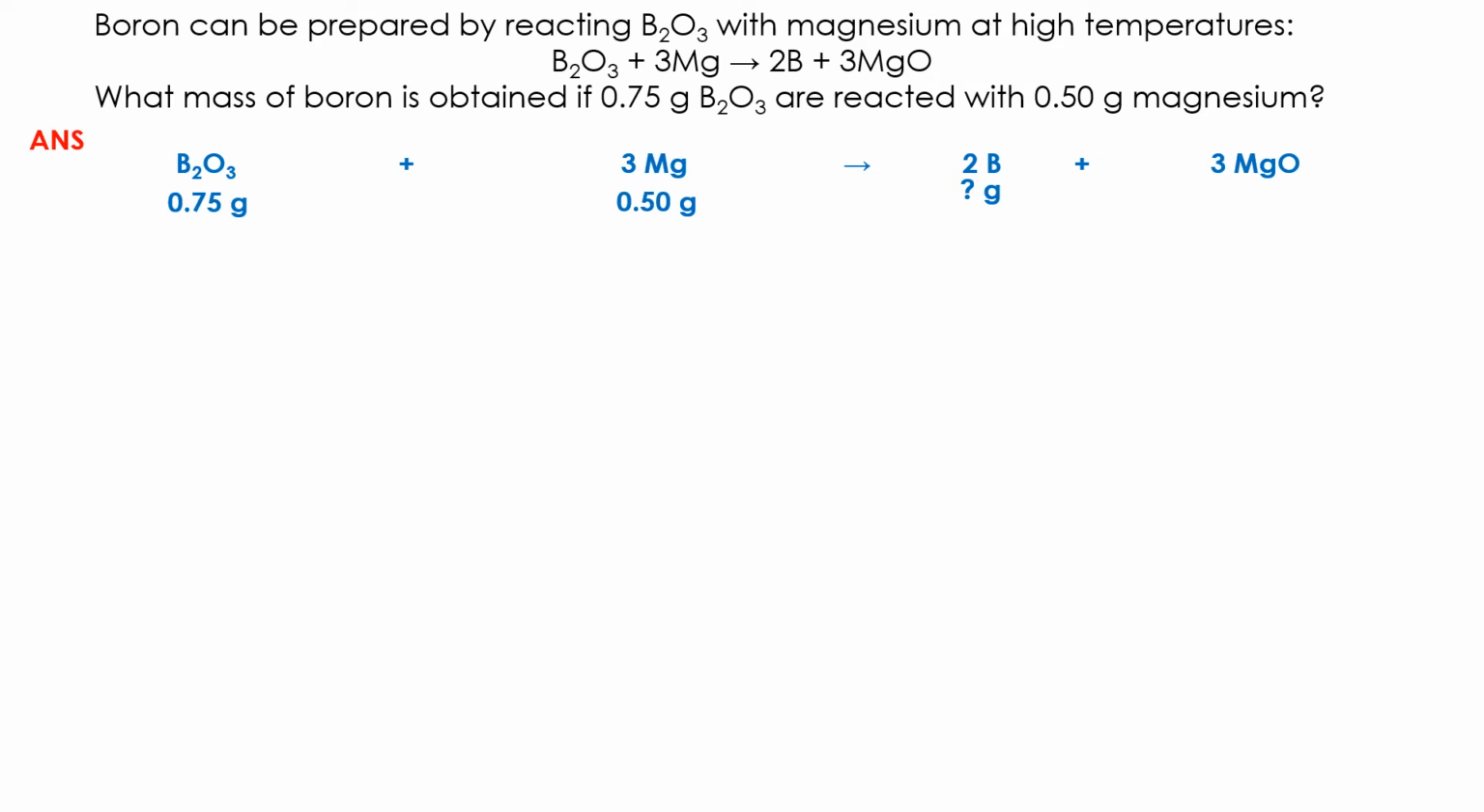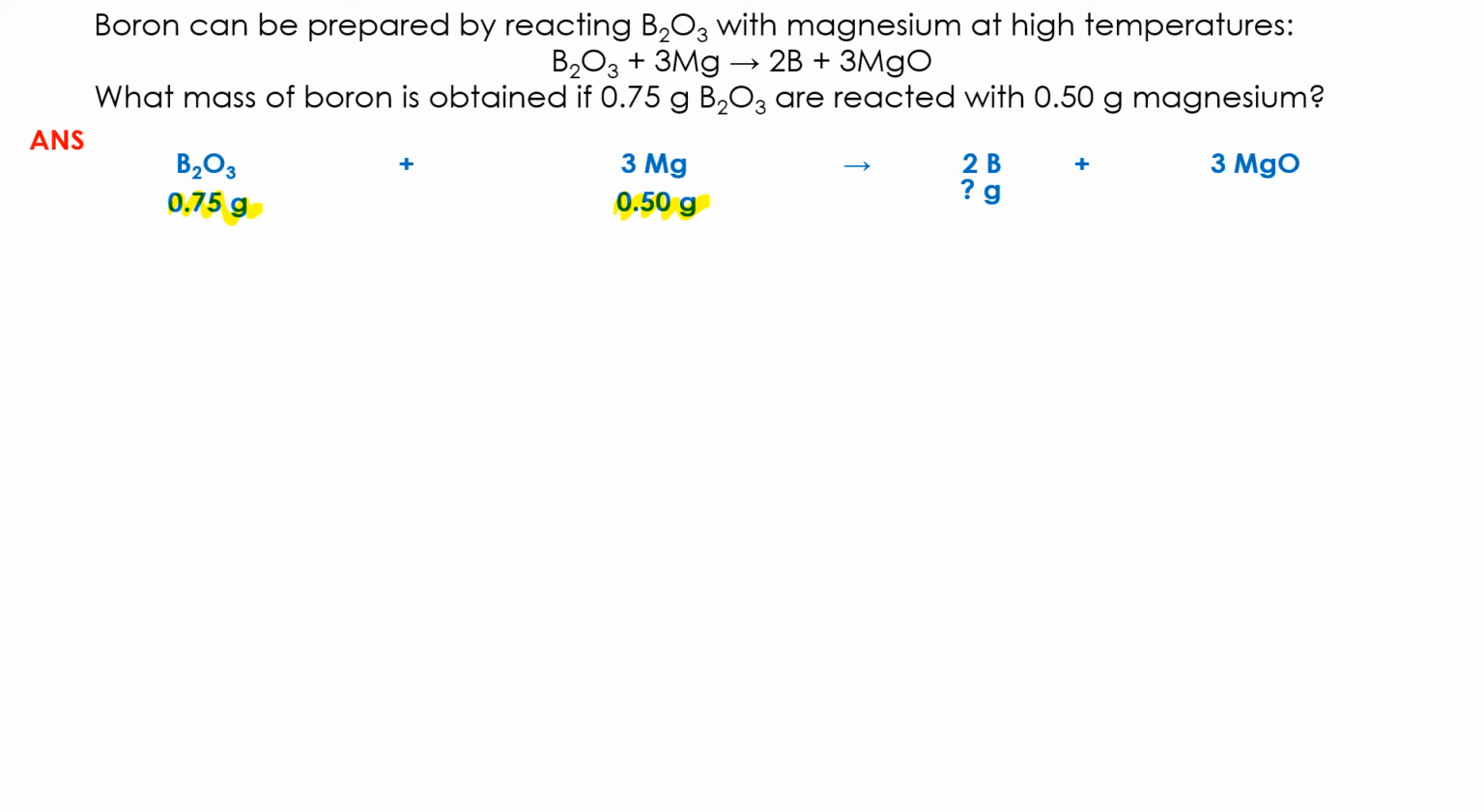As we can see here, we have givens about both reactants. What does it mean? It means that we need to check which one is the limiting reactant, because we cannot calculate the product based on any of them. We cannot just choose any one of the reactants. We need first to check which one is the limiting reactant before using any one of them to calculate the boron produced. So we have here 0.75 grams B2O3 and 0.5 grams magnesium.